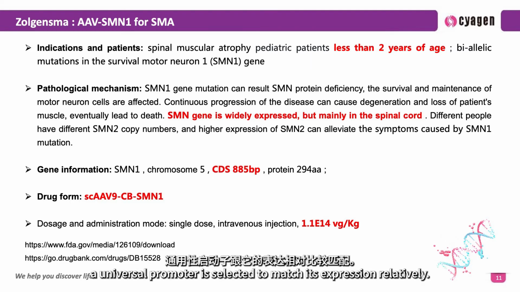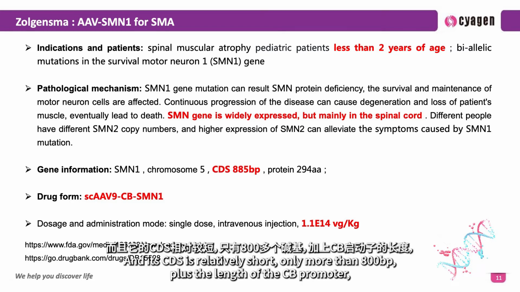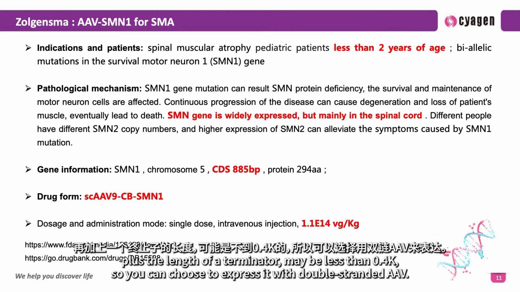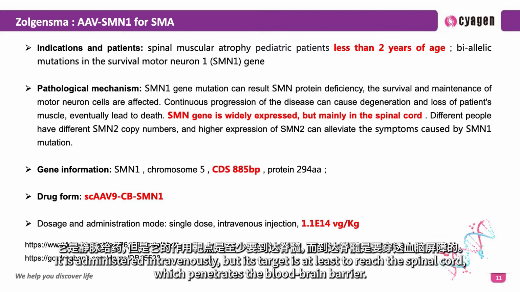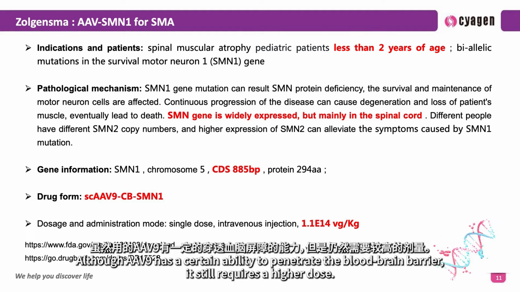A universal promoter is selected to match its expression relatively, and its CDS is relatively short, only more than 800 bp, plus the length of the CB promoter, plus the length of a terminator, may be less than 4 kb. So you can choose to express it with double-stranded AAV. In addition, the dose is 1.1 times 10 to the 14 vg per kilogram, which is relatively high. It is administered intravenously, but its target is at least to reach the spinal cord, which penetrates the blood-brain barrier. Although AAV9 has a certain ability to penetrate the blood-brain barrier, it still requires a higher dose.